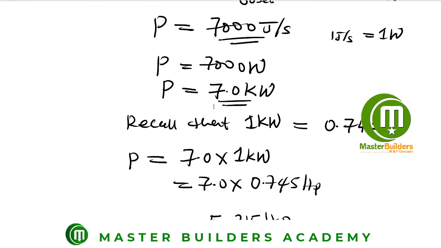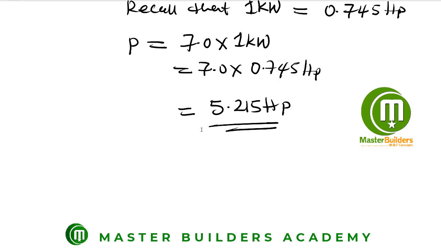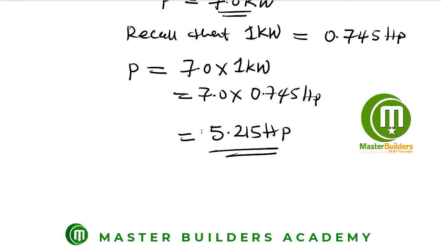So to convert from kilowatt to horsepower, 1 kilowatt is equal to 0.745 horsepower, which is represented with HP. And then we have 7.0 times 1 kilowatt. That's what this represents. And then when we put in the value of 1 kilowatt and multiply out, this is the answer to this very question.